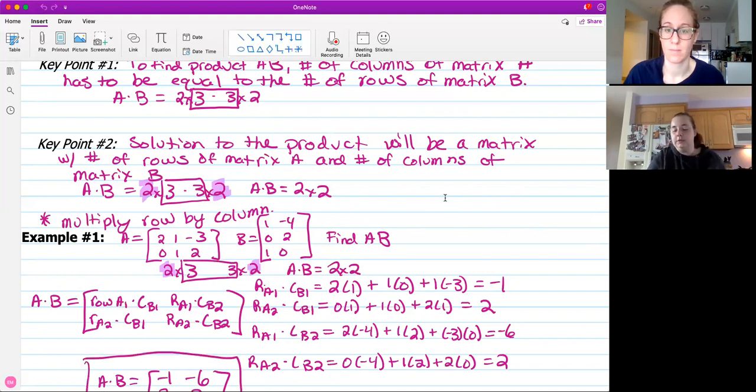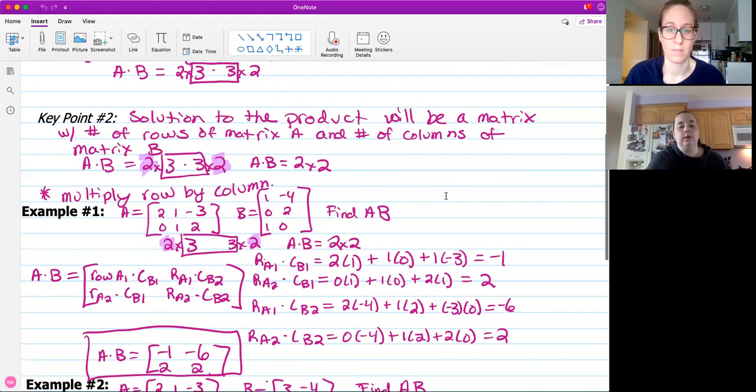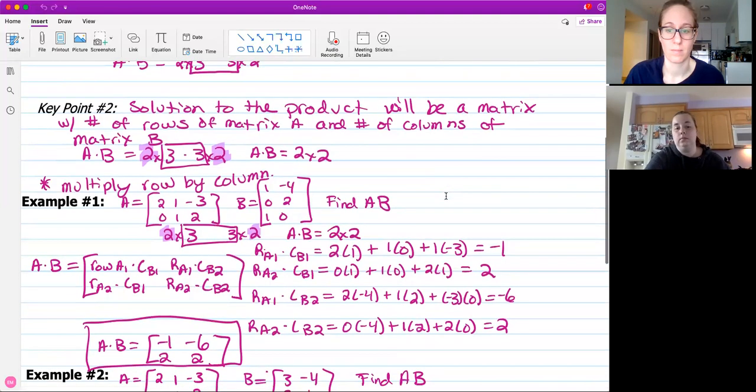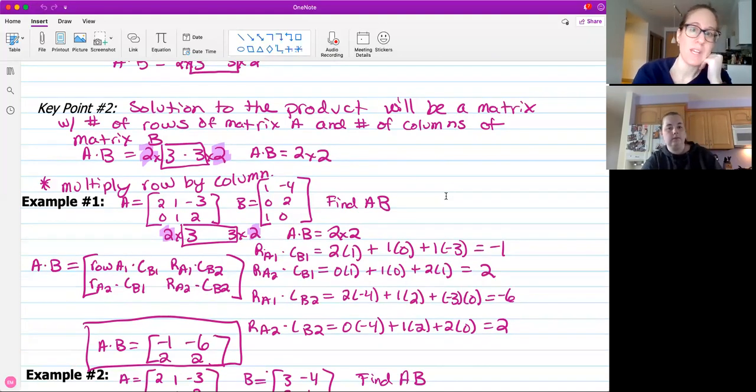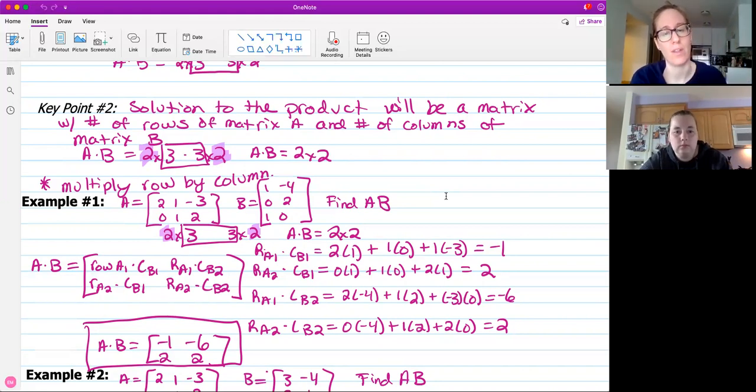So it's a little bit strange, but anything to add, Miss Lastly, before I do the next example? No, the only thing is that, because it's a lot to keep track of, a lot of students use highlighters for this. So they'll highlight their row, and they'll highlight the column they're multiplying by to help with the visual. But it's just organizing.